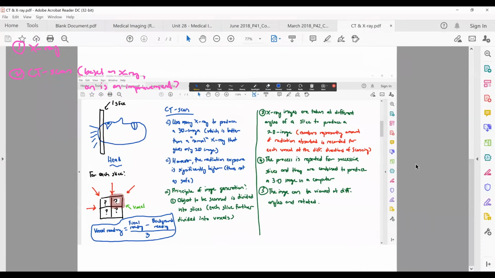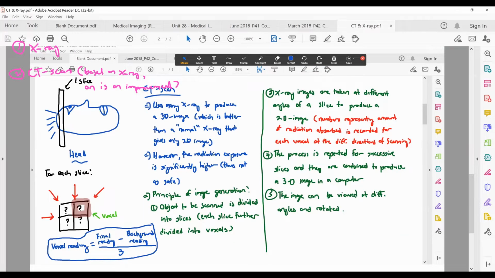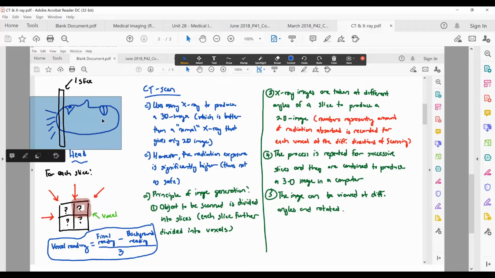Now, when you're talking about CT scan and normal X-ray, one of the ways in which a CT scan would differ from a normal X-ray is that a CT scan uses many X-rays to produce a 3D image of your body. Say for example, if you want to do an imaging of your skull, like say this is the person's head, you want to do an image of the person's skull.